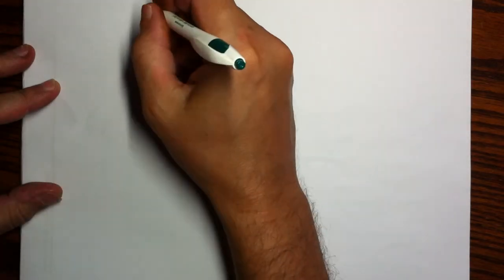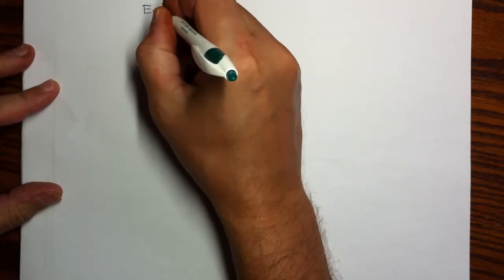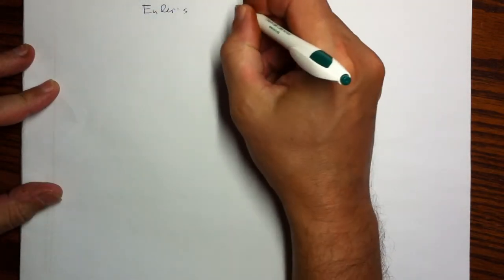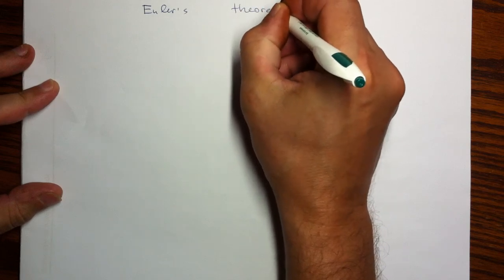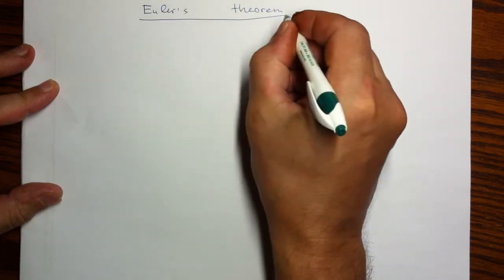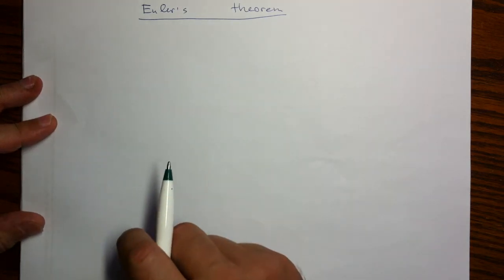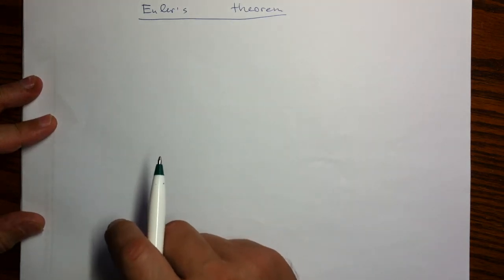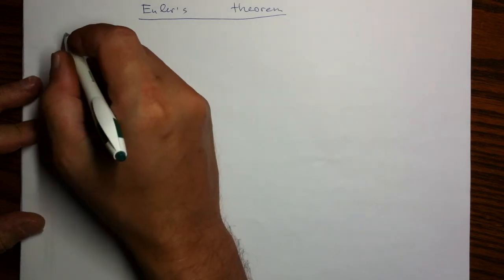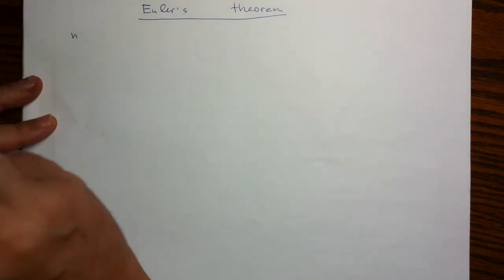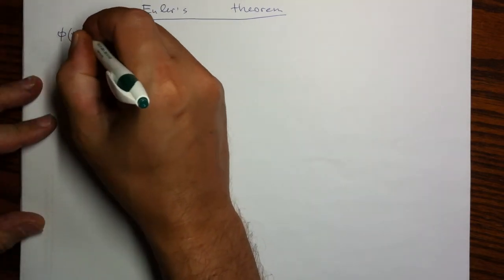Hello. Here we'll talk about the generalization of Fermat's little theorem, which belongs to Euler. And like Fermat's little theorem, it says something about powers, but now powers modulo any modulus. So let's choose such a modulus n and introduce what is called Euler's function.